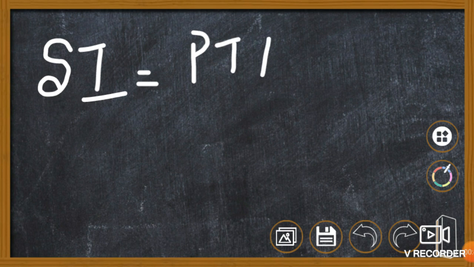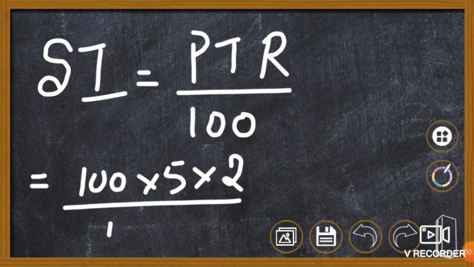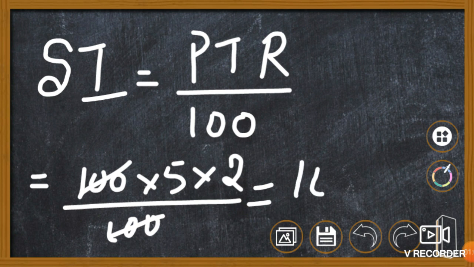Use the simple interest formula. Simple interest is equal to P into T into R by 100. That is 100 into 5 into 2 by 100. 100 gets cancelled. 5 2s are 10. Mark this as result number 1. Rs 10 is the simple interest of Kamal. Let us move on to the second step, that is compound interest.